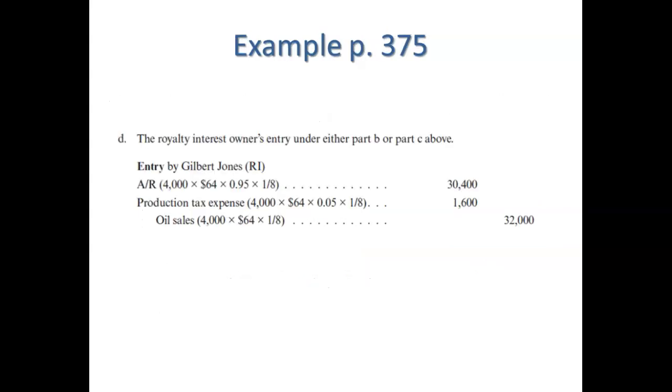The royalty interest owner's entry under B or C, they're going to set up accounts receivable for the amount of the revenue times the price times their percent, less the severance tax. They're going to record the amount of the severance tax, and again, you can see these amounts on the previous slide. And they're going to record the oil sales, the gross revenue times the price times the 1/8 royalty interest.